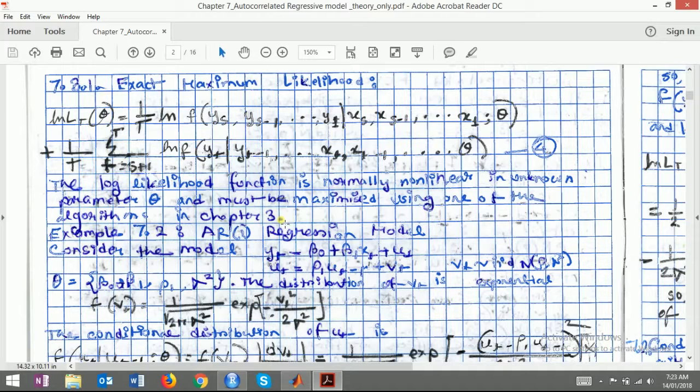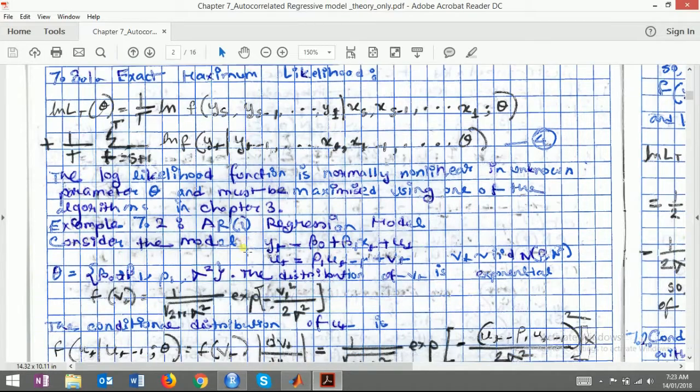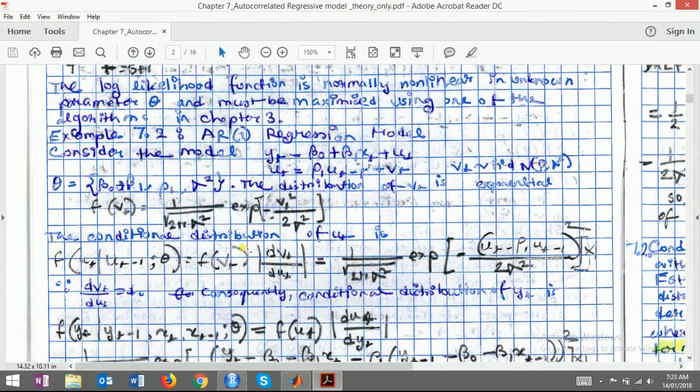Basically, we're going to do what we did with nonlinear regression, exactly the same way: define a function locally, and then maximize to estimate the parameters. So example 7.2, an autoregressive one model where yt equals beta naught plus beta 1 xt plus ut, but ut is not IID here. Rather, ut depends on rho 1 ut minus 1, its lag, plus vt, where vt is IID with 0 mean and sigma square variance. The parameters are beta naught, beta 1, rho 1 the correlation coefficient, and sigma square.